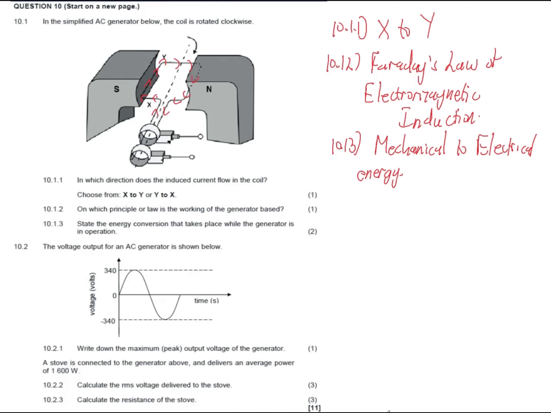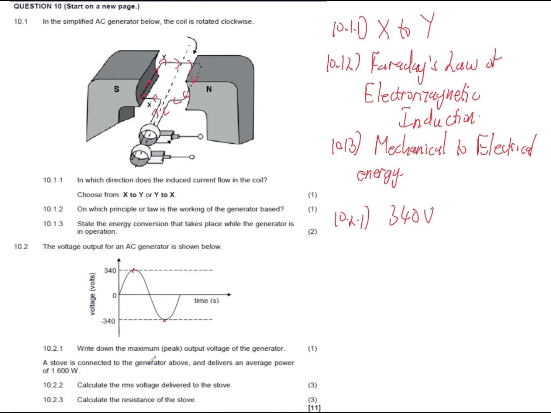So you are familiar with the questions, then how can you be anxious? Then 10.2.1, the voltage output for an AC generator is shown below. So we already know that's our maximum. Write down the maximum peak voltage of the generator. So write down, as you can see, write down means something that you can see from the diagram, 340 volts.